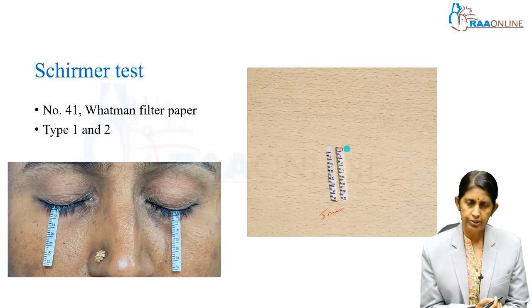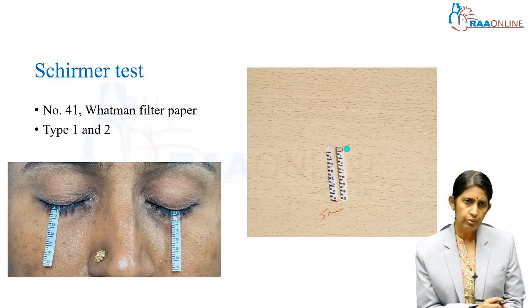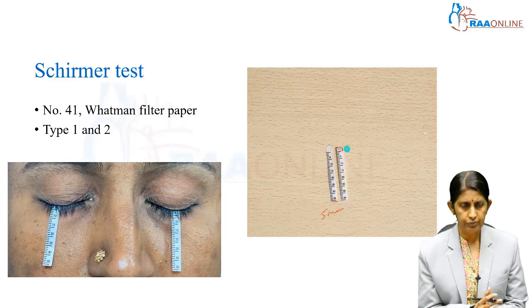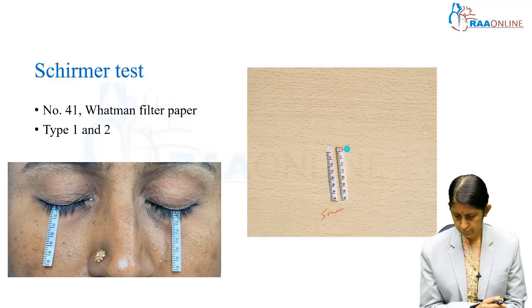So inadequate secretion is defined as less than 5 millimeters of wetting, and there are two types of Schirmer test, type 1 and type 2. That is with anesthesia and without anesthesia, and in most places we do type 1 or type 2 in order to identify the amount of production of tear film.